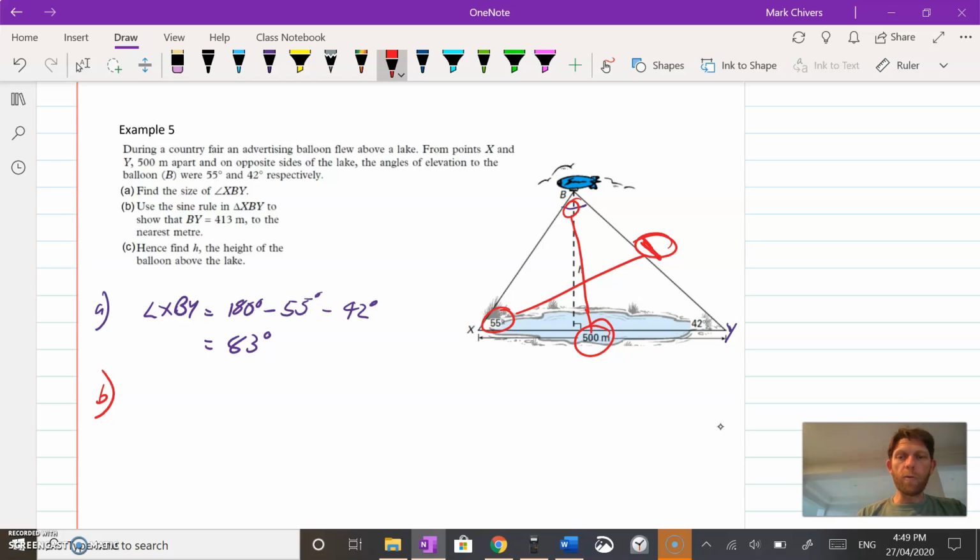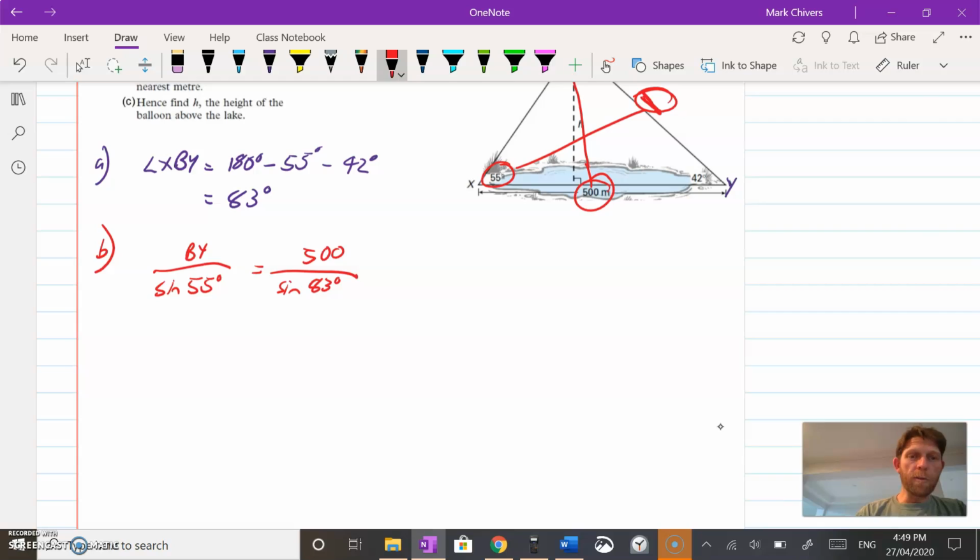Remember, with the sine rule, we want to leave the thing that we want to know at the top left. So that distance BY is opposite the angle 55 degrees. So that over sine 55 degrees equals, what's the distance on the other pair? It's 500 meters over the sine of that angle, which is 83 degrees.